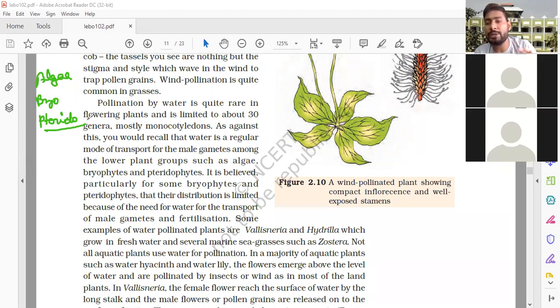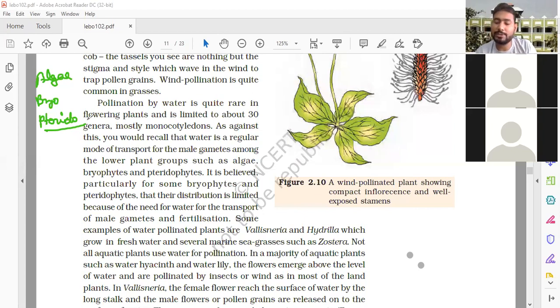It is a very important component by which fertilization is accomplished. Accomplished means completed. So in this way we can say that for the higher plants it is least needed, but for the lower plants it is a very important component.